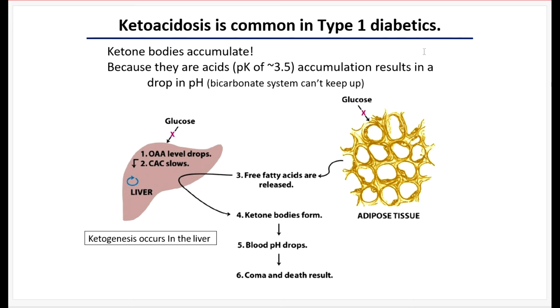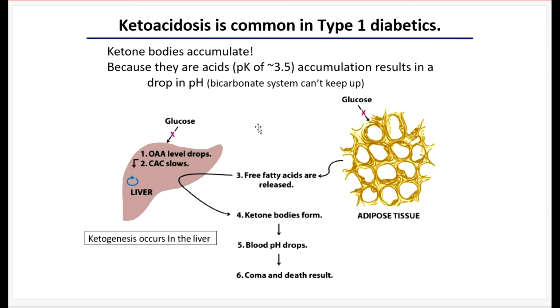Ketoacidosis is really common in type 1 diabetics since ketone bodies will start to accumulate as more fatty acids are released and oxidized as a form of energy because you can't use glucose. Ketone bodies are acidic products of fatty acid oxidation. And so if you keep increasing the amount of ketone bodies by doing high amounts of fatty acid oxidation, this could result in an accumulation of the acidic byproducts in the blood and will drop the pH of the blood.